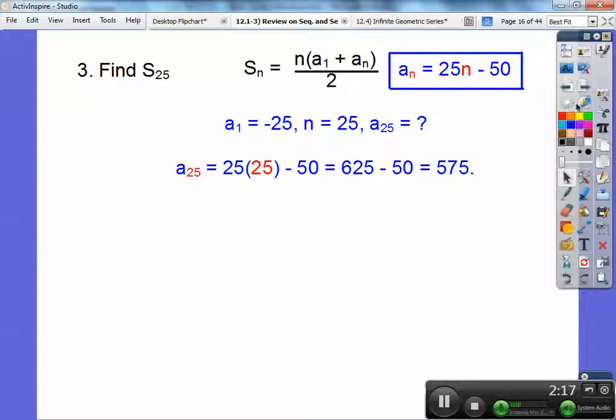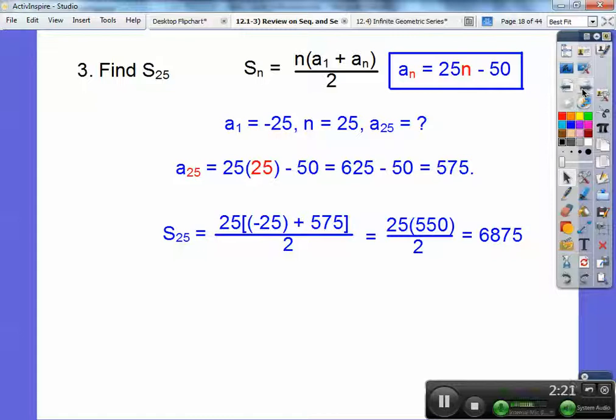All right, now it's just plugging them in, you guys. So negative 25 plus 575 is 550, and you should get 6,875 if I did my arithmetic right. Let me see, did I divide that by 2? Let me double check, you guys. So I think I did. Yeah, I did. Okay, and then divided by 2.